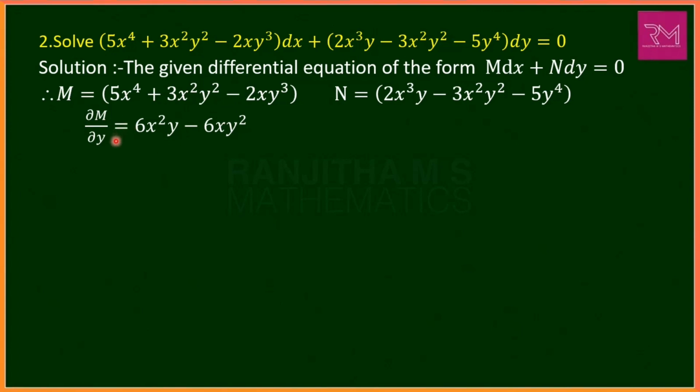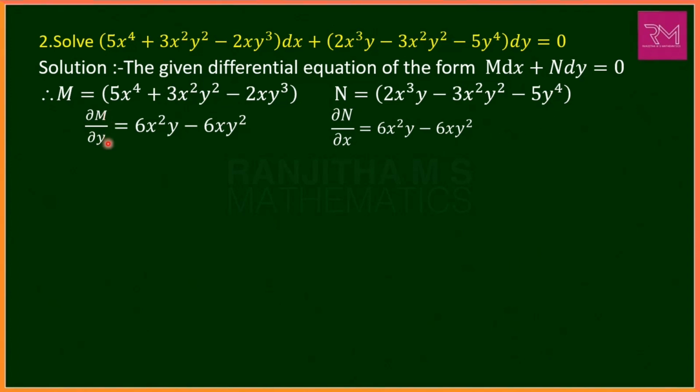This is del m by del y. Similarly, find del n by del x as, here 2 into y is constant, take as it is, into differentiation of x cube is 3x square. Hence we get 3 into 2 is 6x square y minus 3y square is constant, take as it is, into differentiation of x square is 2x. Hence 2 into 3 is 6xy square. Here no x term, so neglect this value.